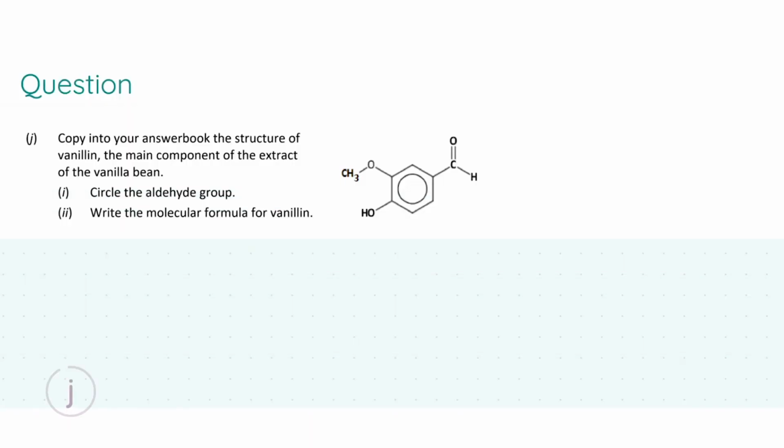Okay, so question J kind of revolves around ring compounds in the organic chemistry chapter. It asks us to copy into your answer book the structure of vanillin, which is basically this structure right here.